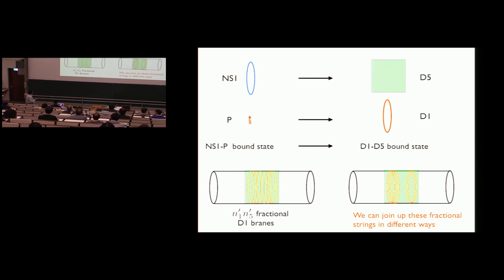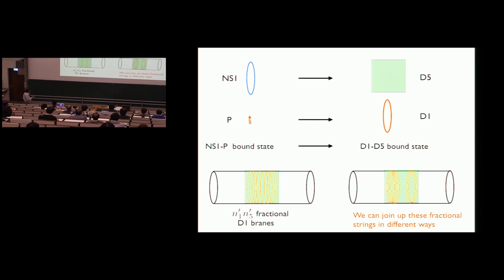So we had learned about dualities last time. You can take the string and do some dualities, maps of string theory, and it converts it into a D5 brane. But under the same dualities, the momentum we were placing on the string gets converted to a D1 brane. And so the bound state of NS1 and P actually becomes a bound state of D1 and D5 branes.